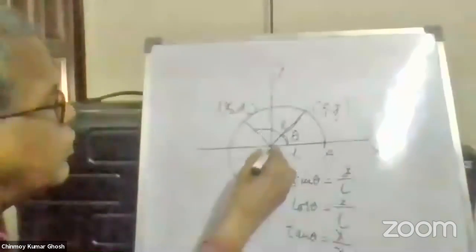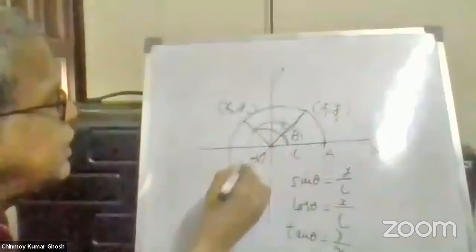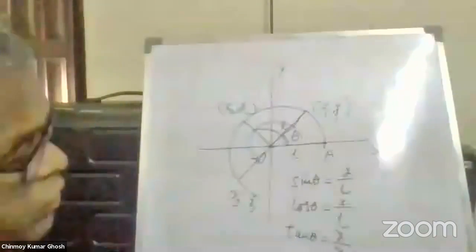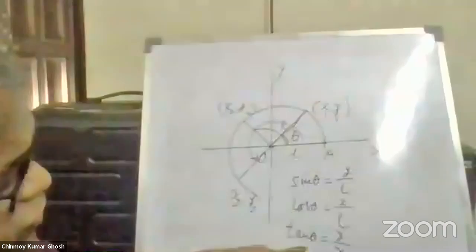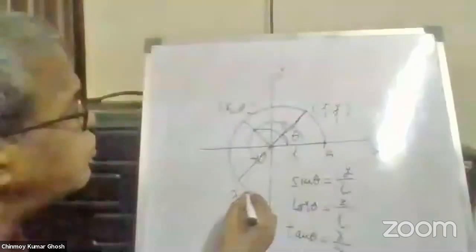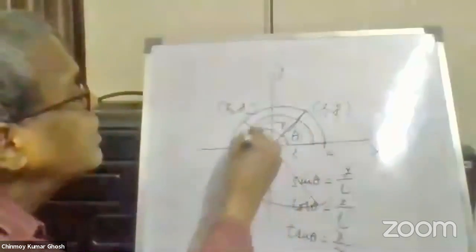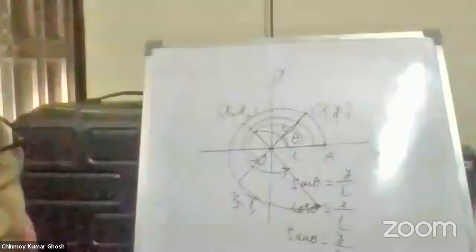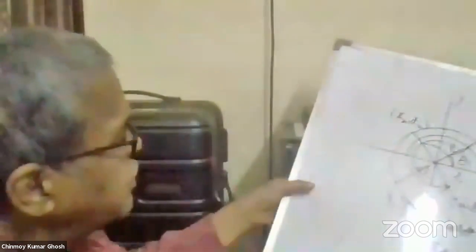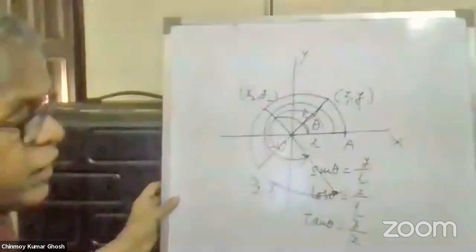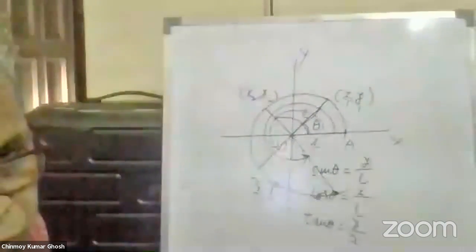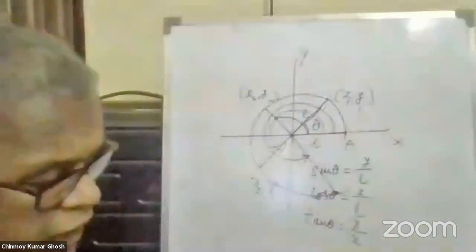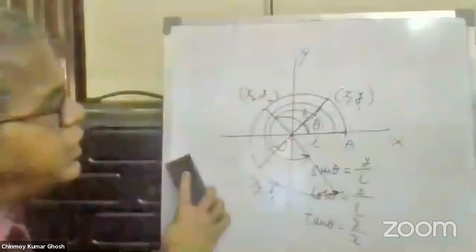When you go to the third quadrant, this is the angle and the coordinates are x3, y3, then both are negative. And when both are negative, sine and cosine are negative, but tan is positive. And when you come here, x is positive, y is negative. So cosine is positive, sine is negative. So that is the reason for saying all sine tan cos. That's how we arrive at the mnemonic all sine tan cos.